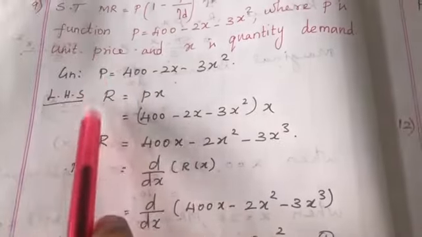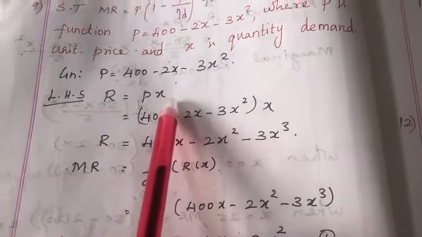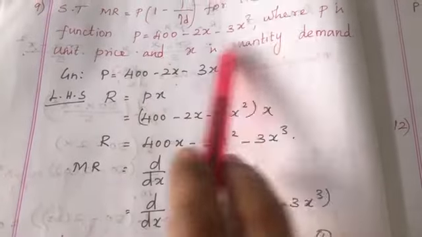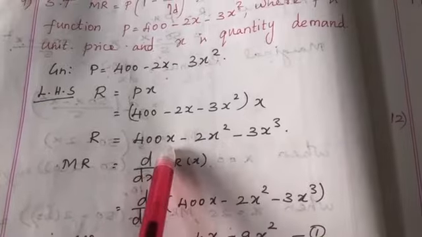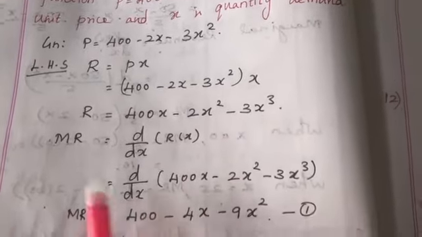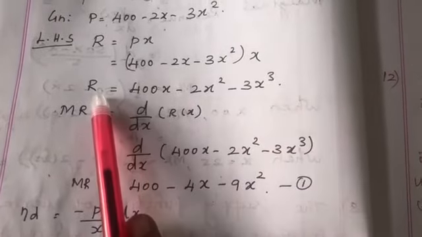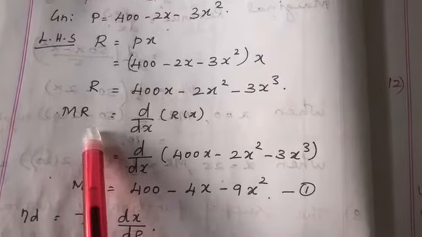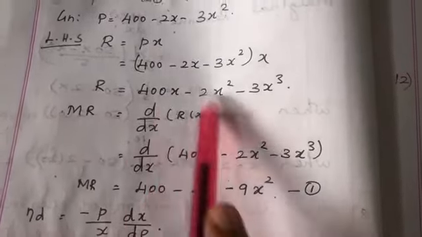For that we need revenue. Okay, so R is equal to P into x. What is our P? This expression, into x. So 400x minus 2x square minus 3x cube. So MR. Now revenue we have found. We have to find MR, that is marginal revenue. What is marginal revenue? Differentiation of revenue.